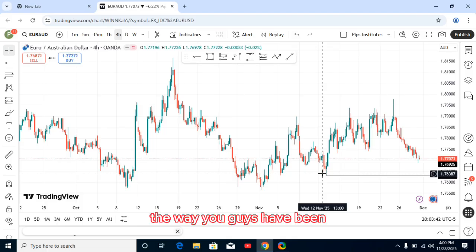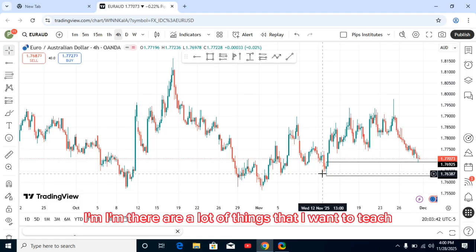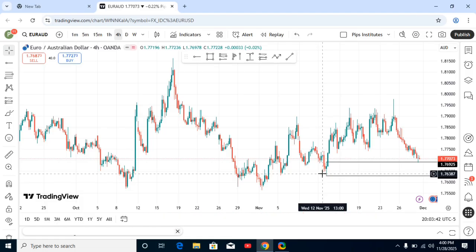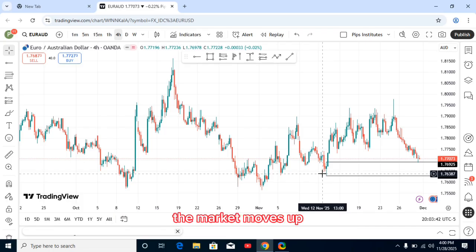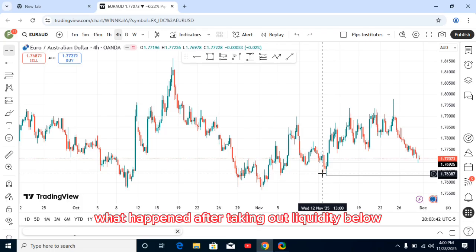The way you guys view liquidity is kind of different. There are a lot of things that I want to teach. Look at it: it took out this kind of trend line liquidity. Then look at it, it took it out by just one candle. The market moves up. What happened after taking out liquidity below?